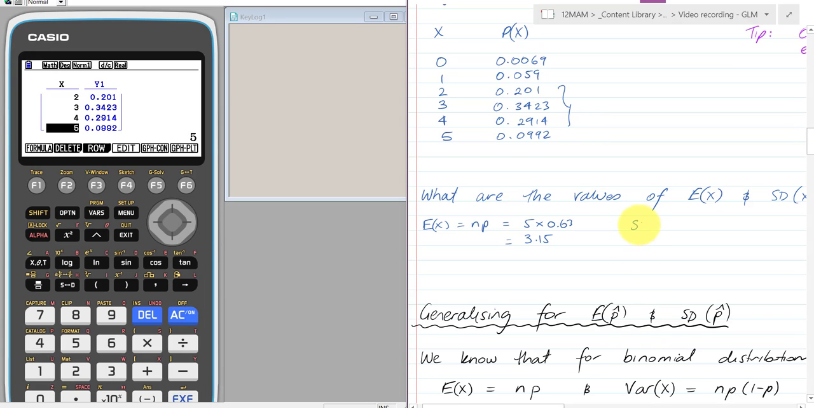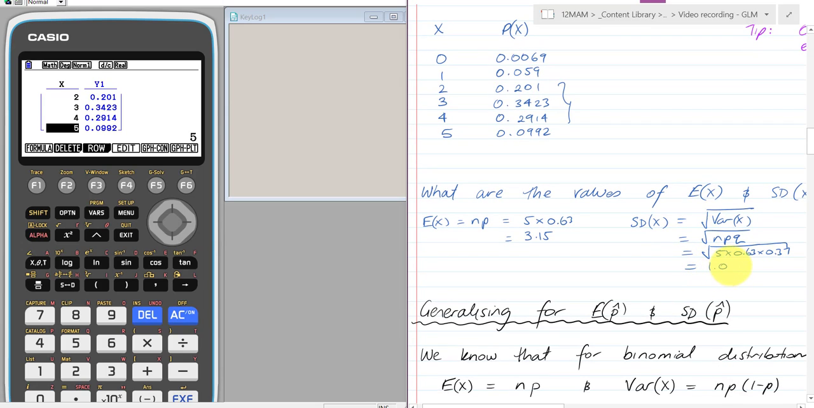The standard deviation of x, I'll skip variance, but the standard deviation is the square root of variance, which means it's equal to the square root of npq, and that's the square root of 5 times 0.63 times 0.37. This is something I'll have to calculate, and that is 1.08. So I've got a standard deviation of 1.08. So there we go.